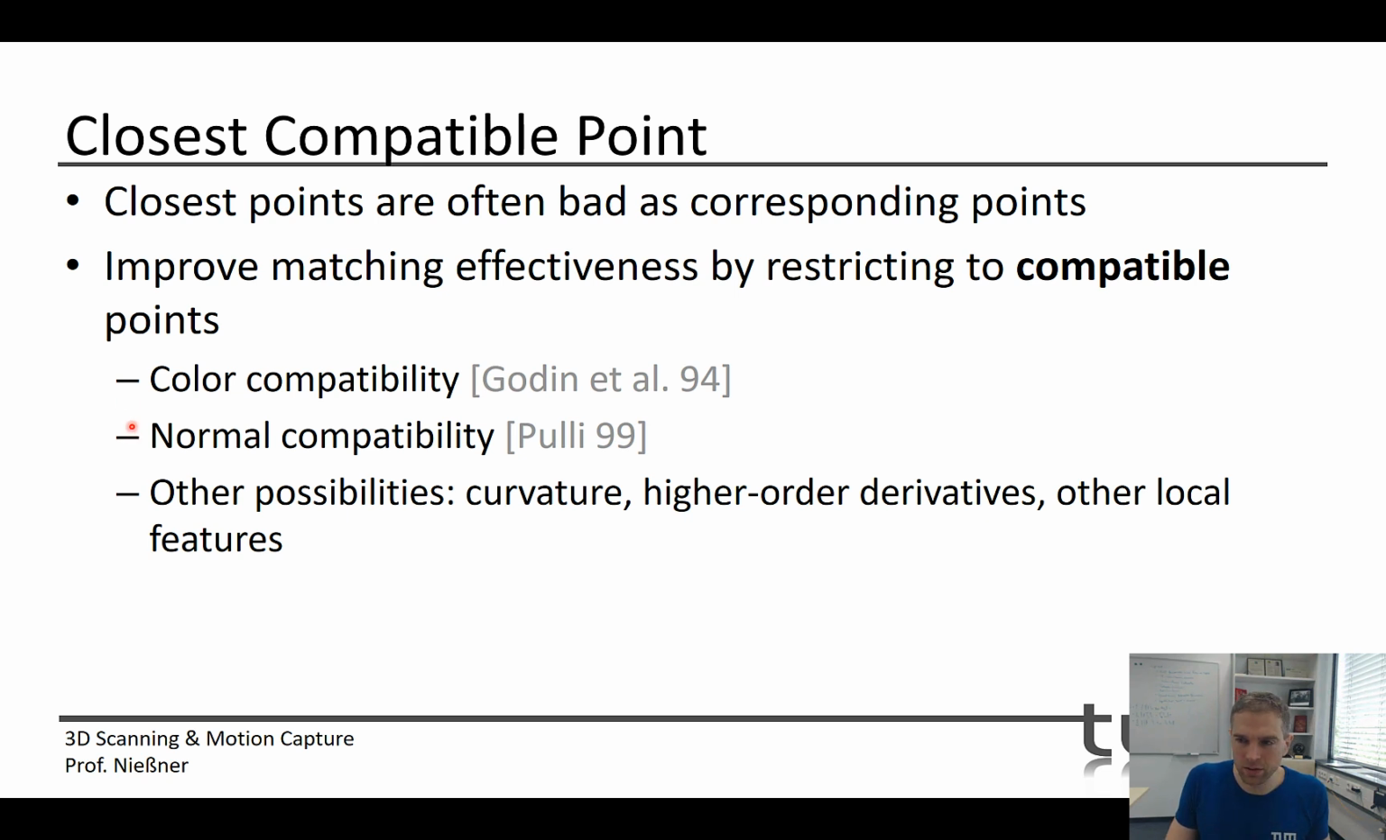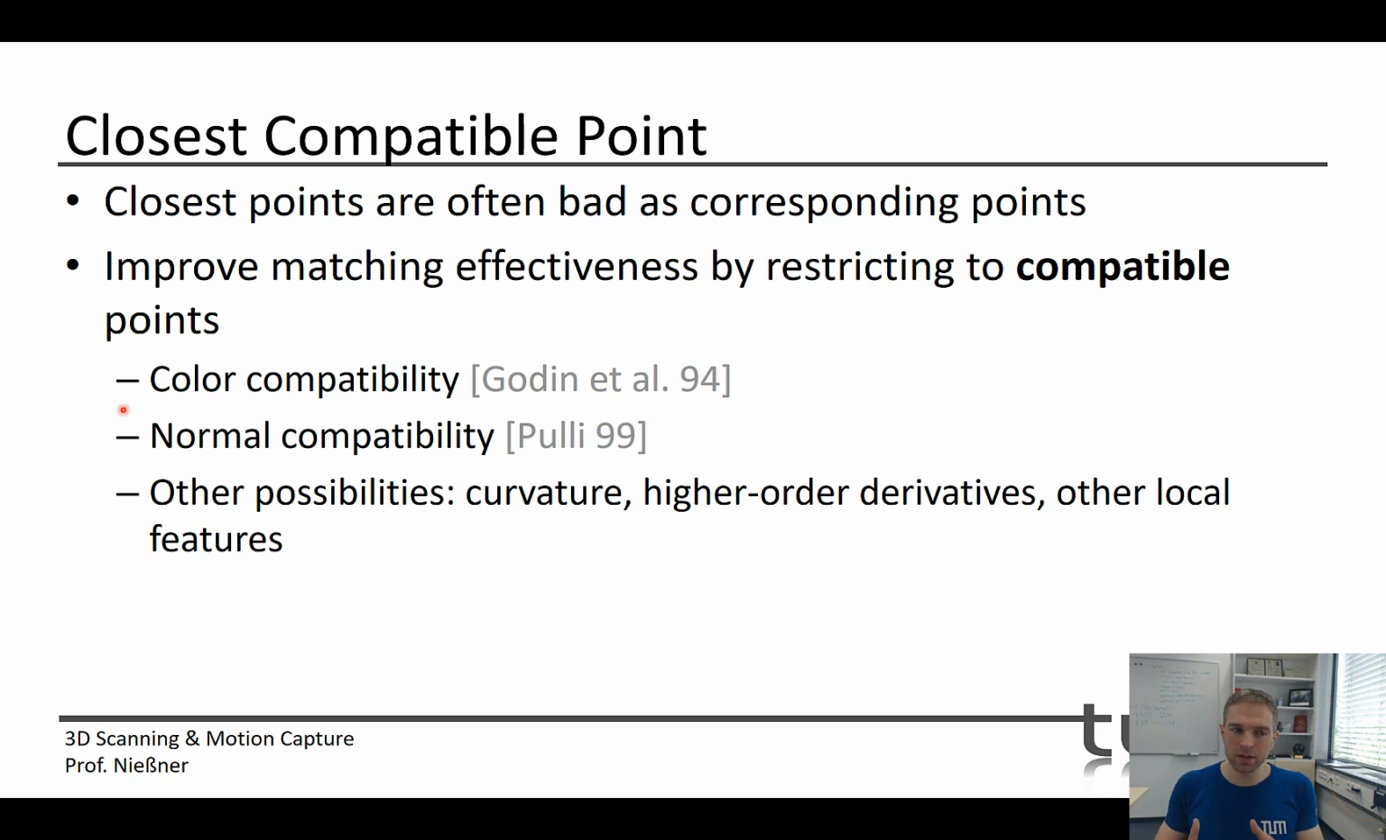We can use the normal variation. Normal variation is a very good feature because that's straightforward to compute, right? We check for every point what the surface normal is, and then when we try to find a match, we check, oh, our normal doesn't work, and so on. So that's a good thing. But then there are other possibilities like curvature, higher order derivatives, other local features, stuff like this.